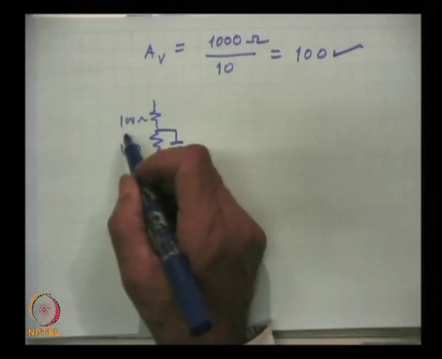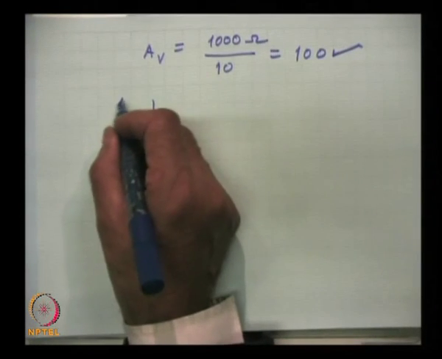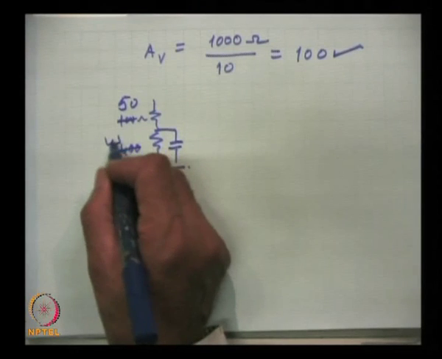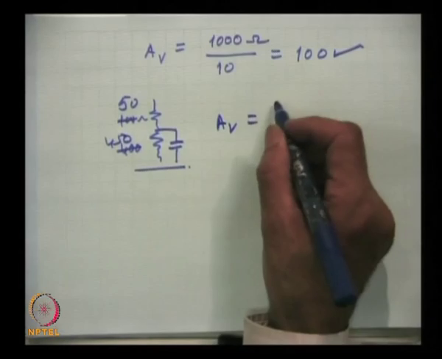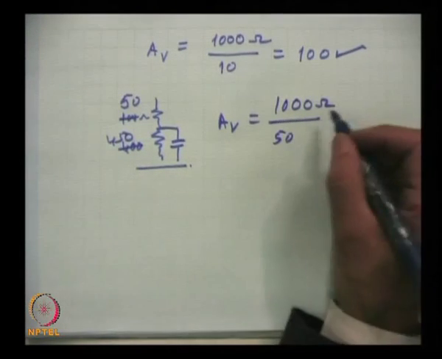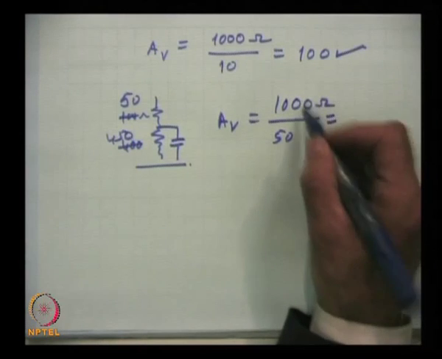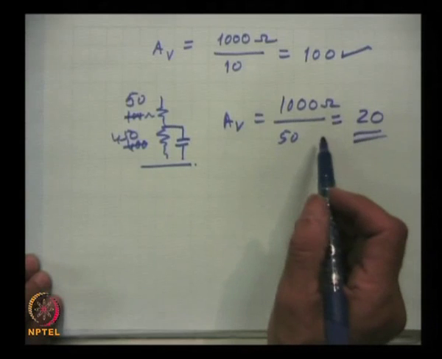So, actually it is 10, we can still take it 50 and this as 450, then this gain will come out to be 1000 ohms by 50. So, this is 20. So, like that, this is just an example, we can choose these values differently, and we can manipulate the voltage gain.